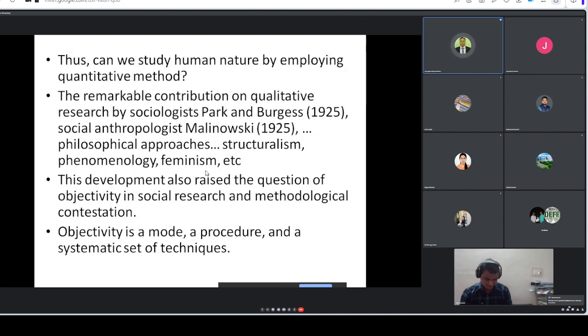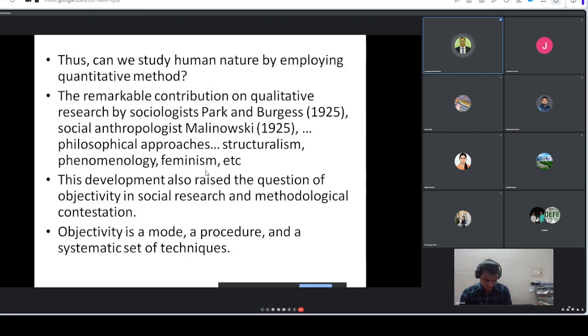So we all have to remember that when we talk about objectivity, it is not only about the truth. It is not only about the fact. It is not about the conclusions, a neutral conclusion which is free from bias. Actually, it is about procedures. When we talk about objectivity, it is about the procedures. It is actually a systematic set of techniques so that we can minimize bias. We can minimize error or bias or subjectivity.